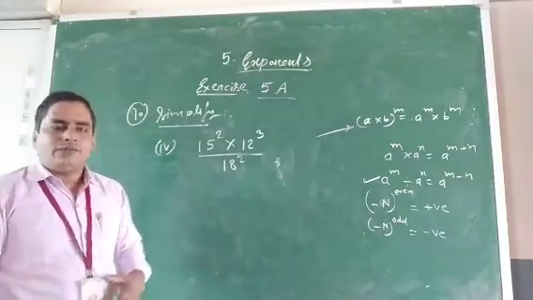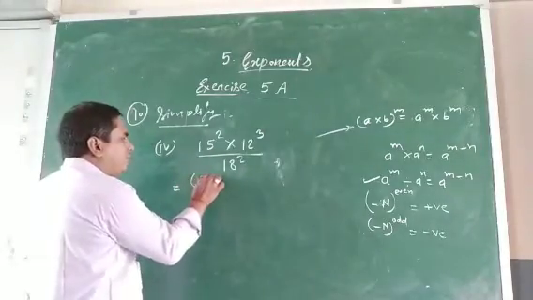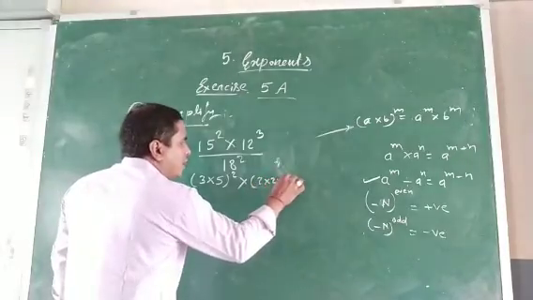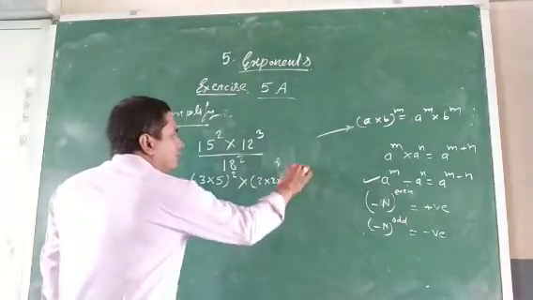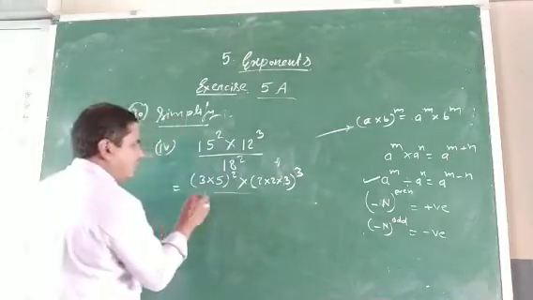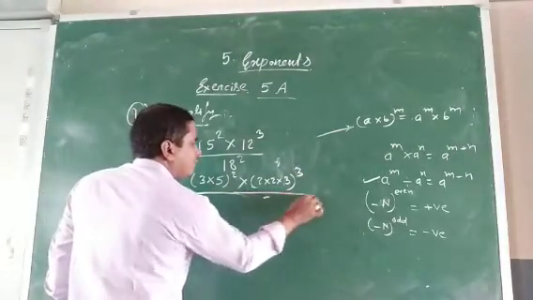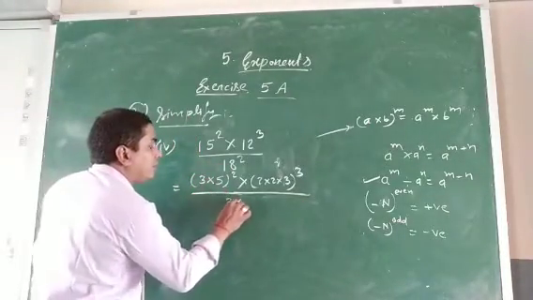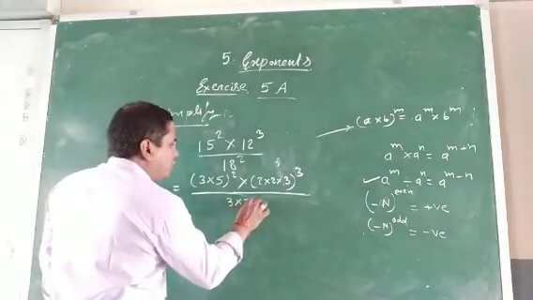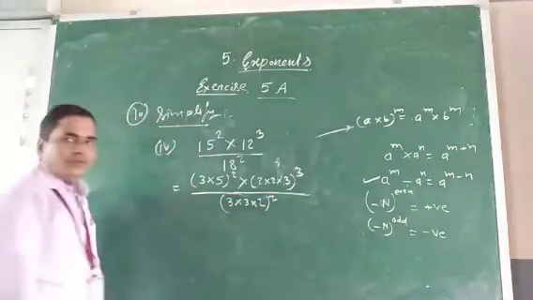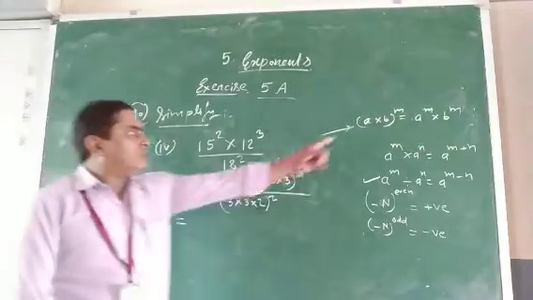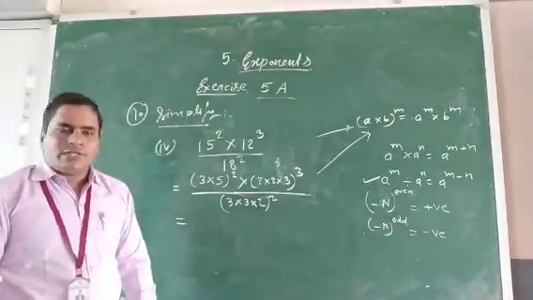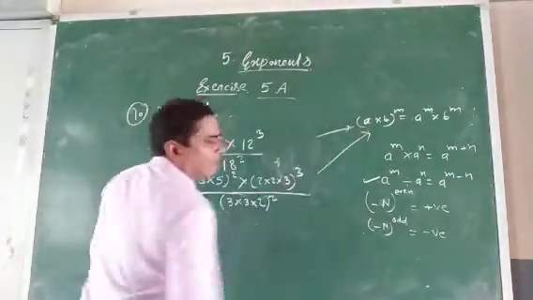Okay, prime factor form. So here 15 is 3 into 5, to the power 2. Here 12 is 2 2s are 4, 3 4s are 12, to the power 3. Now here, 18 is 3 into 3 into 2, to the power 2. Now again apply this rule in all these terms. यहाँ पे तीनों पे अप्लाई करेंगे, ये रूल अप्लाई करेंगे.